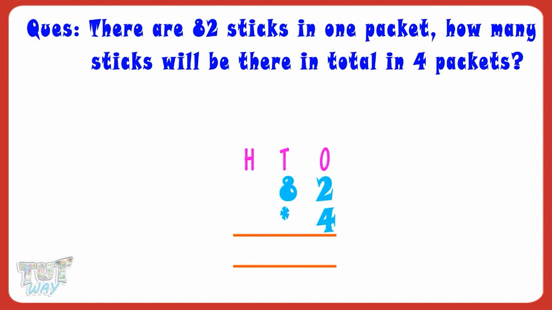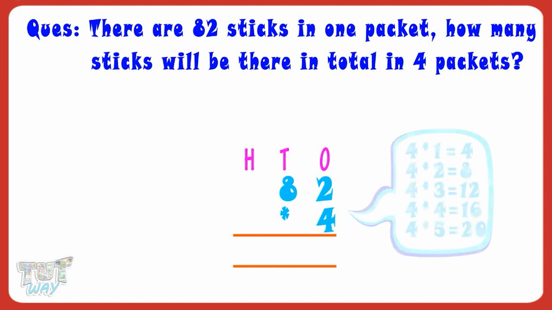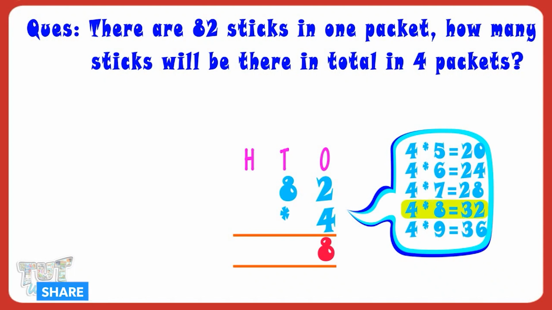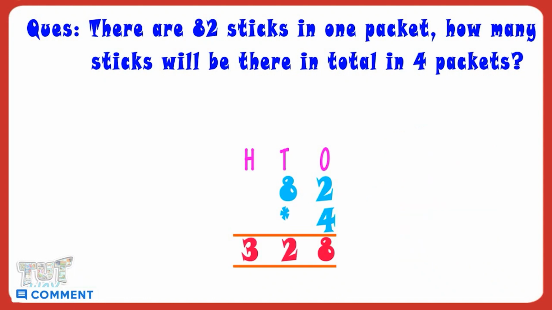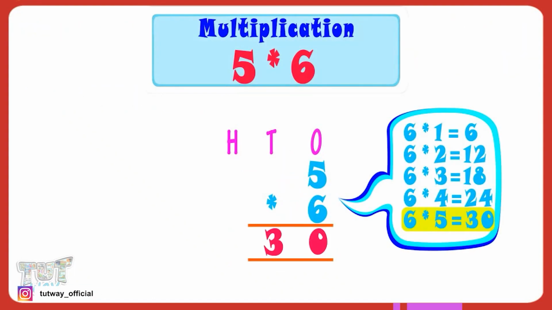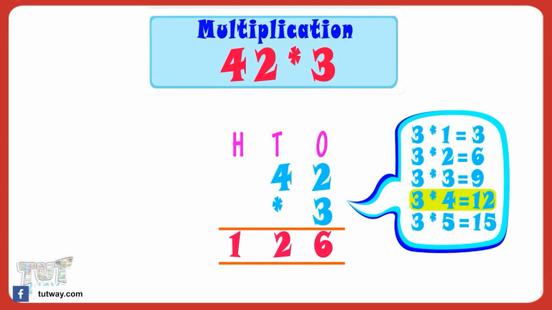What is 4 multiplied by 2? It is 8. So write 8 in the answer at 1's place. Now, what is 4 multiplied by 8? It is 32. So write 32 in the answer. So our answer is 328. So kids, today we learned how to multiply single-digit or double-digit numbers with a single-digit number.